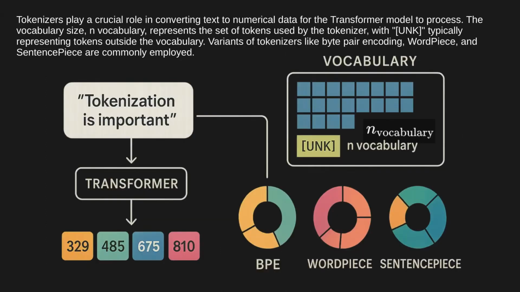Tokenizers play a crucial role in converting text to numerical data for the transformer model to process. The vocabulary size, N vocabulary, represents the set of tokens used by the tokenizer, with UNK typically representing tokens outside the vocabulary. Variants of tokenizers like byte pair encoding, WordPiece, and SentencePiece are commonly employed.